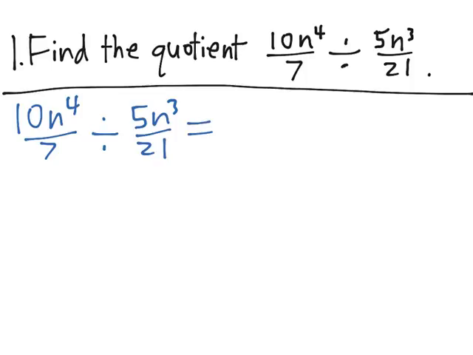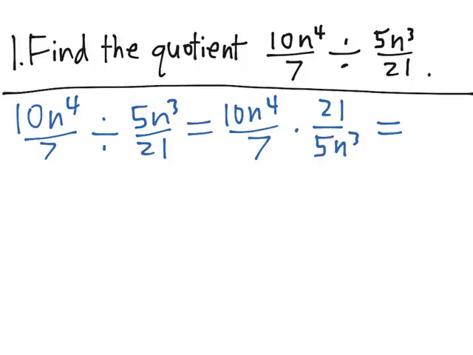Now notice that dividing by something is the same as multiplying by 1 over that thing. So this can be rewritten as 10n to the fourth over 7 times 21 over 5n cubed. Now this is just multiplying rational expressions. So first we can multiply the numerators. 10 times 21 is 210. So we have 210 n to the fourth divided by 7 times 5 is 35, and then n cubed.